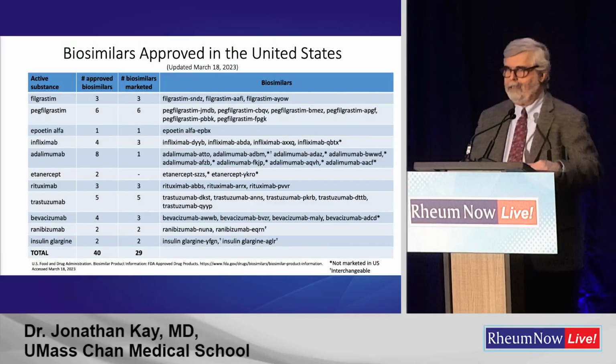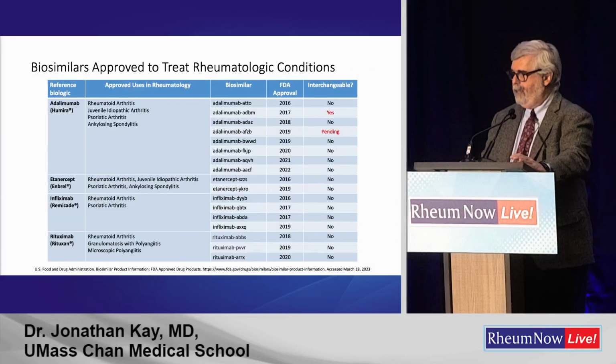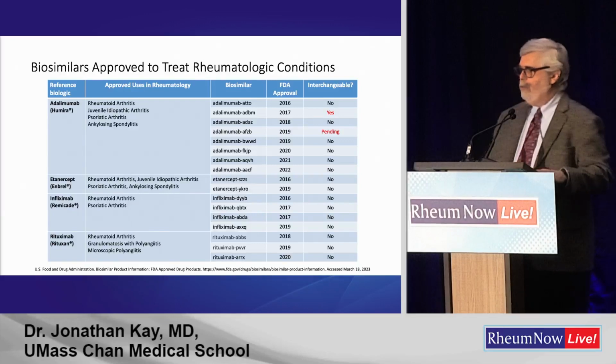The United States has now, since the approval of the first biosimilar, filgrastim SNDZ, in 2015, there are now 40 approved biosimilars, of which 29 are marketed. The biosimilars that are approved to treat rheumatologic conditions are shown here. There are 8 adalimumab biosimilars, of which one is currently marketed. That's adalimumab ATTO, which was the first to be approved.